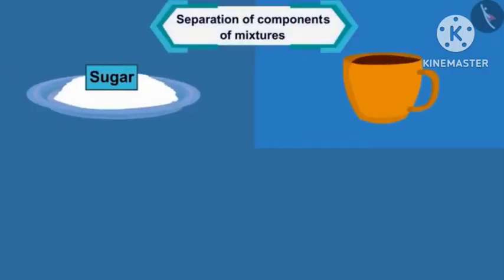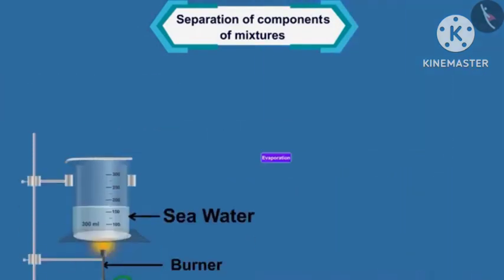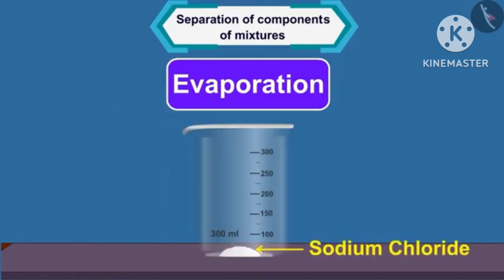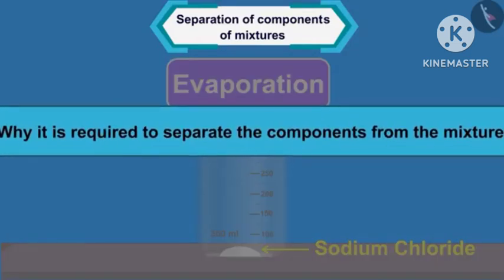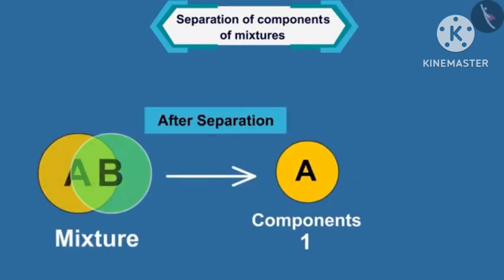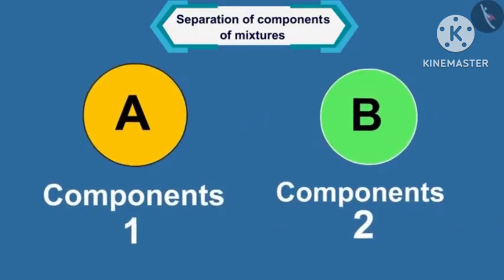As we know, most of the substances around us are found in the form of mixtures. A variety of methods are used to separate the components of these mixtures. But you may be wondering, why is it required to separate the components from the mixture? Separation makes it easy to obtain and use information about each component of the mixture.